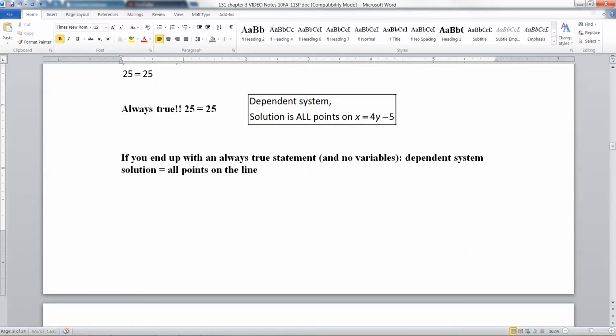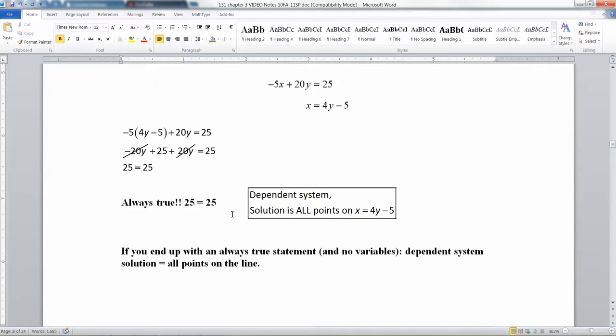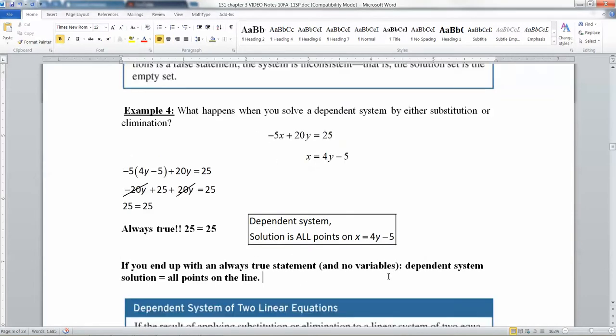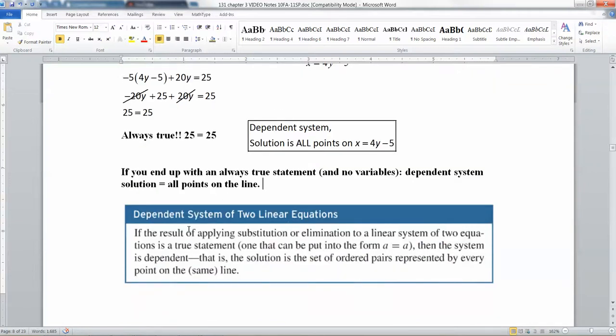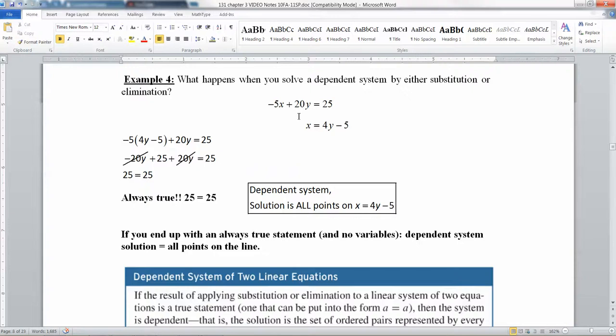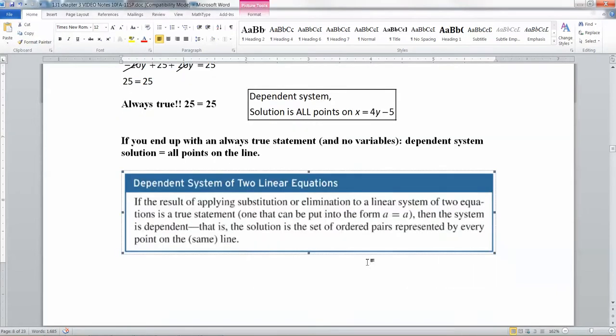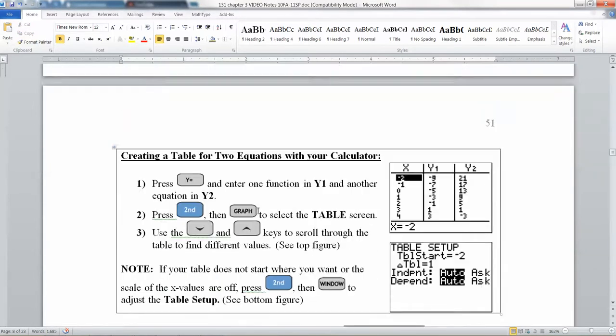Because it's technically the same line for both of them. That's what makes it dependent. And that's what they say right here in this box. If you're talking about a dependent system, the same thing would have happened with elimination. I just used substitution here. But when you use either substitution or elimination, you're going to end up with a true statement with no variables in it, like A equals A, 25 equals 25. And that means that it's dependent, so the solution is all the ordered pairs that are on that line. All the points on that line.